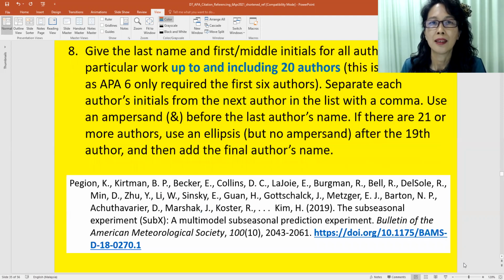Number 8, use the last name and the first or the middle initials for all authors, up to 20 authors. This is something special for the 7th edition. If there are 20 authors, all 20 authors' names are listed. If there are 30 authors, the names are listed until number 19, and then ellipsis is used, ... and then the author number 30, as you can see in the sample in the white box.